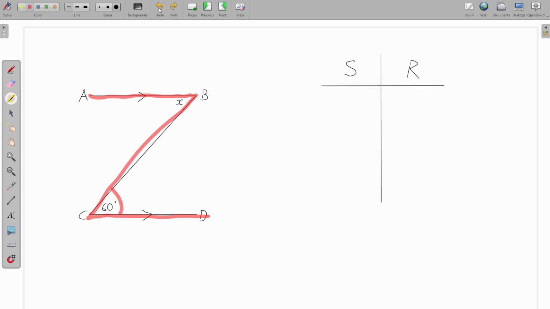We just need to double check our proof. Are the arms of the Z parallel? Yes, they are. Therefore, we can use alternate angles. So my statement would be X is equal to 60 degrees because alternate angles are the same. My reason, I used alternate angles.